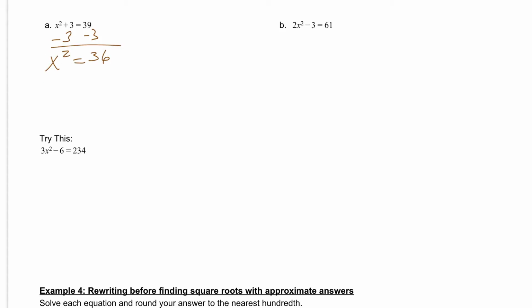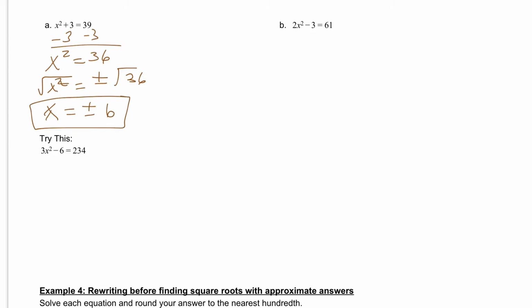Now we have our x squared by itself. At this point, I can take the square root of both sides. So I'm going to take the square root of x squared and then plus or minus the square root of 36. The square root and the squared undo each other, getting our x to come out. And then we have plus or minus the square root of 36. Well, 36 is one of our perfect squares. So what number times itself gives us 36? That's just 6. So we get x is equal to plus or minus 6.